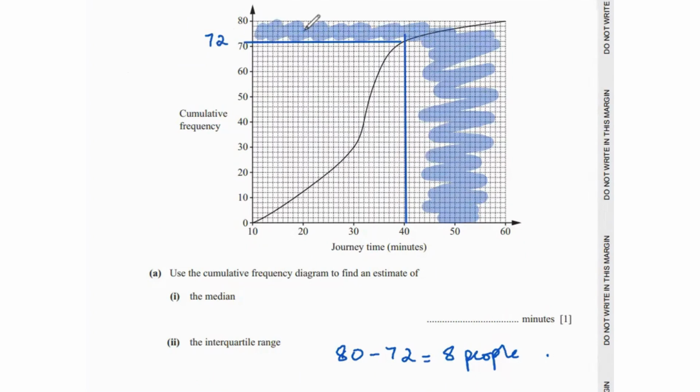We don't write 72 because they're not asking us how many people took 40 minutes. They're asking us how many people took 40 minutes or more. So that's the people above the 72. So we subtract 72 from 80. That gives us the answer.